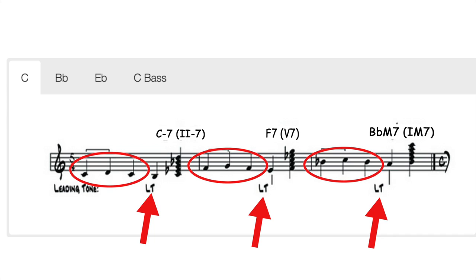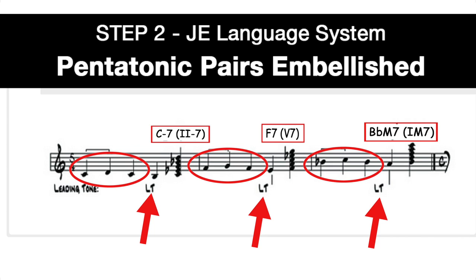For clarification, each set of whole steps is a pentatonic pair that can be chained in sets of pentatonic pairs through the chord changes. That's the basic concept, and when you play the patterns in 8.4, you'll recognize the real value of this concept. This is the second step in forming the Jazz Everyone language system.